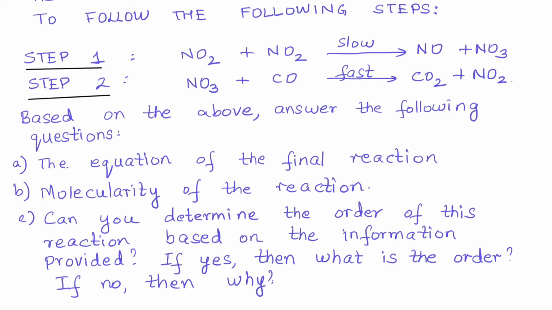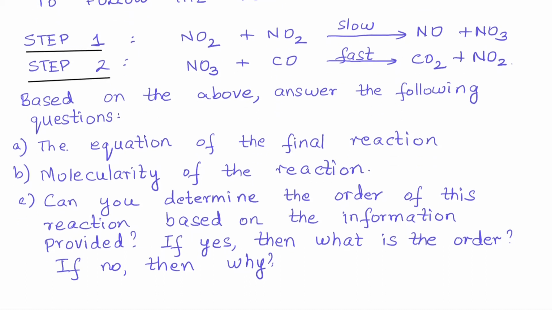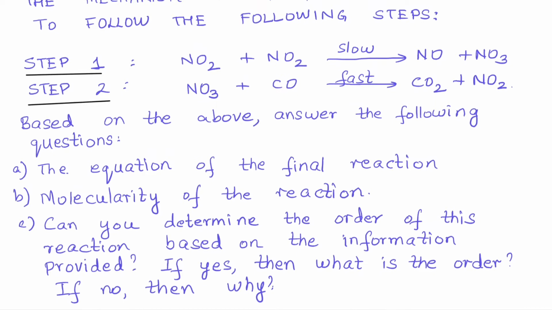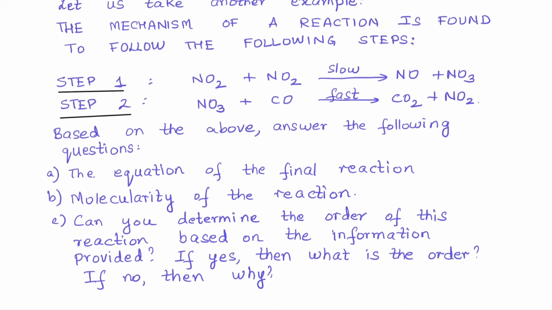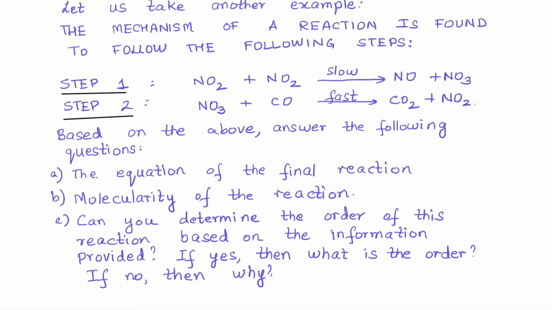Okay, let's go ahead. Now, the first part of the question says the equation of the final reaction. Or should we do the third part? Look at the information which has been provided to you. We've just been given the mechanism of the reaction. The question says, can you determine the order of this reaction based on the information provided?